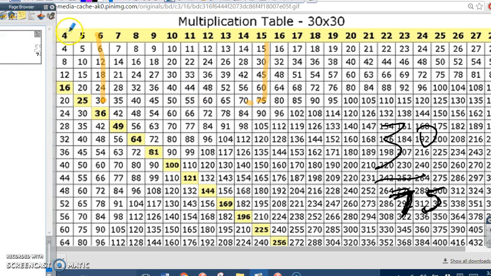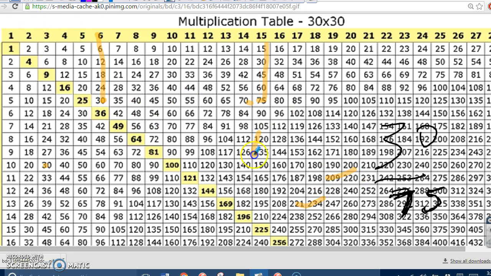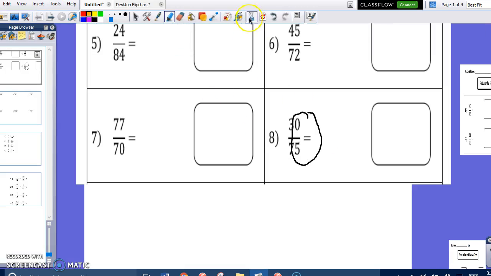And 6 over 15. Do you think that's going to reduce any more? 6 and a 15. So I can find a 6 and a 15. Oh my gosh, I have 2/5. Look at that, 2 over 5. So that's going to be our final answer for that one. That was kind of quick and sloppy, but you get the idea already.